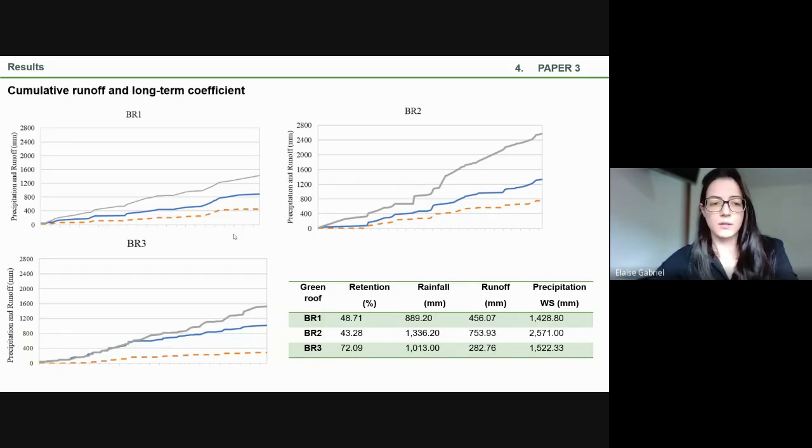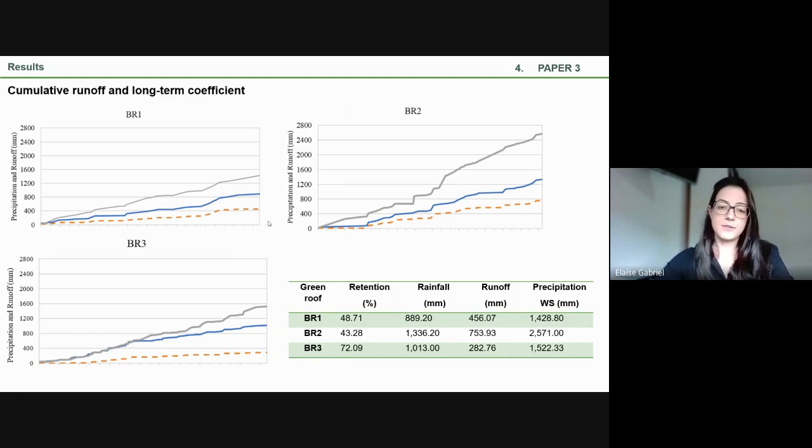Since not all the rain events were considered, because we had some equipment malfunctioning or gaps, there is a difference between the rainfall monitored at the green roof and the precipitation at the weather stations, as you can see in the graphics. The cumulative stormwater retention performance based on the average data was 48% for BR1, 43% for BR2, and the higher retention occurred on BR3, which was 72%.